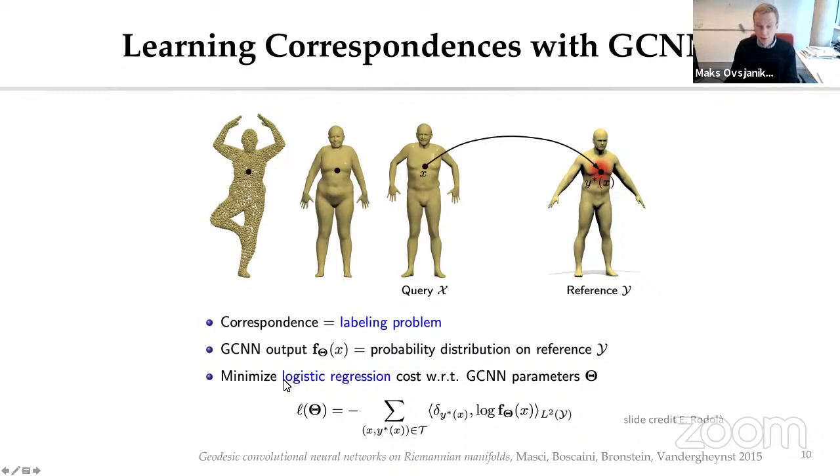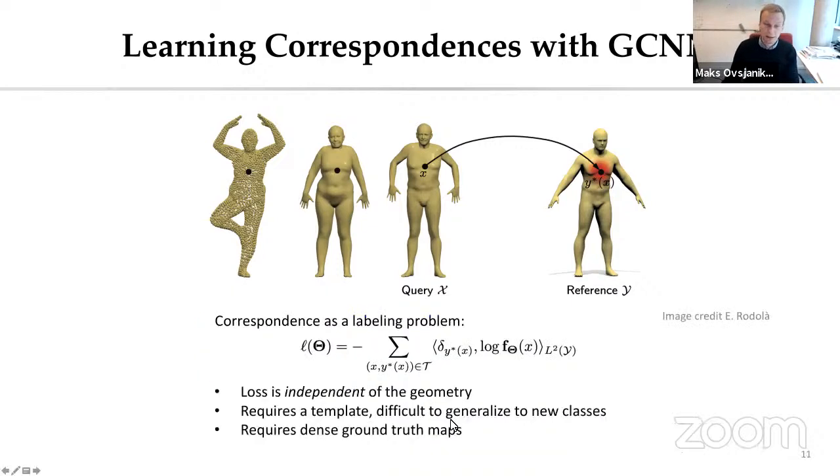A typical loss you can use is a logistic regression loss. I have some ground truth correspondence for this point x, which is this delta, the indicator function at the ground truth correspondence y star, and then I have the label predicted by the network. The standard approach is this cross entropy loss, and you can impose it on the parameters of the network and learn the optimal parameters, right? This is nice because we know that logistic regression or cross entropy works well, so we leverage existing tools. But on the other hand, it has some limitations.